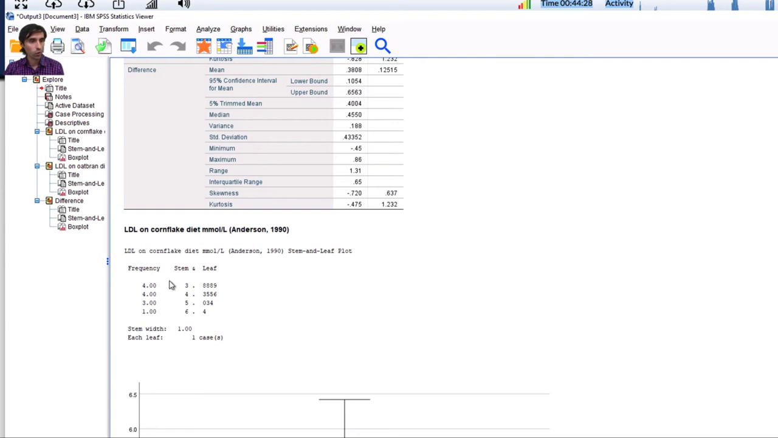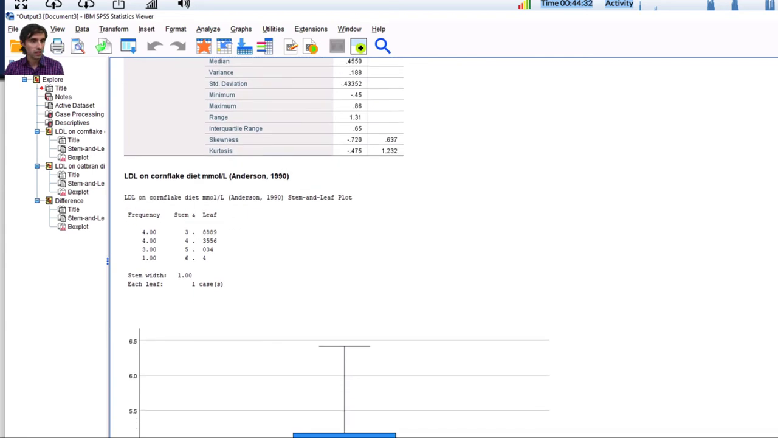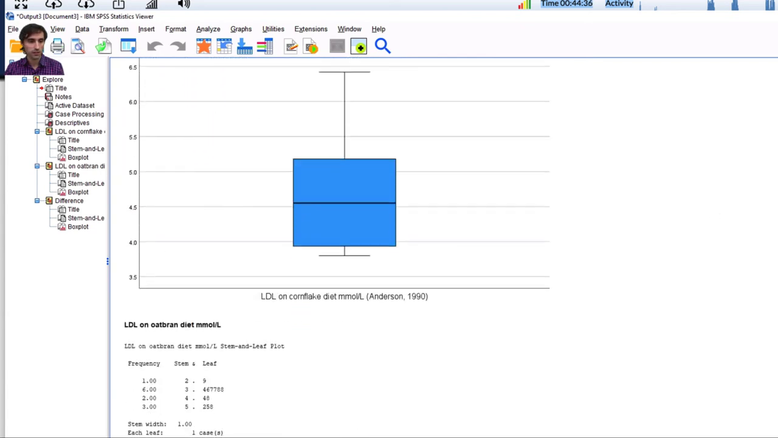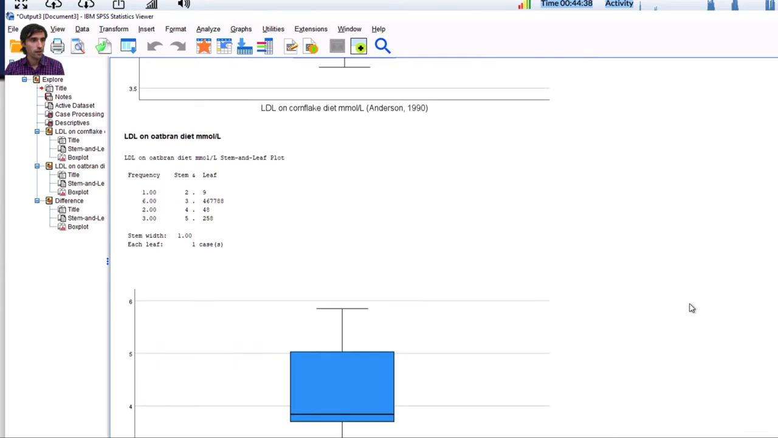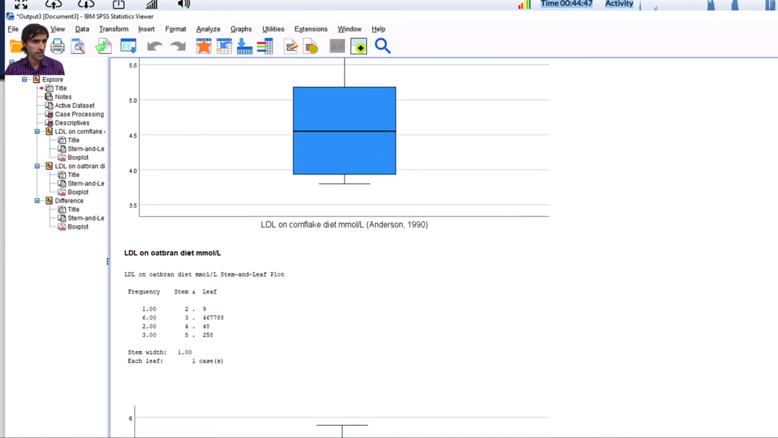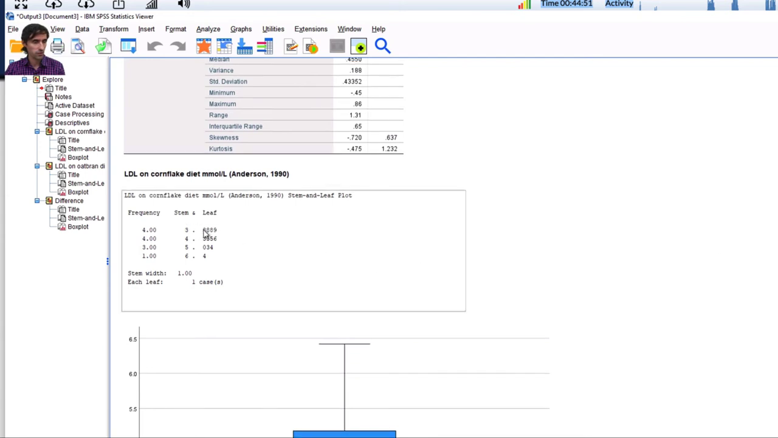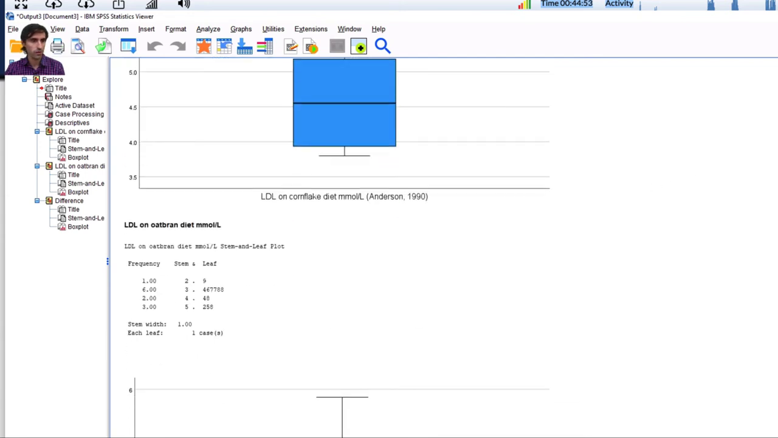All right, so this is our cornflake diet. There's our stem plot. It looks rather cornflakey, average. Here's our oat bran diet. Already off the bat, I'm noticing some difference here. There's a lot of threes in there, whereas up here the threes are up at the very top. There's four within the threes.